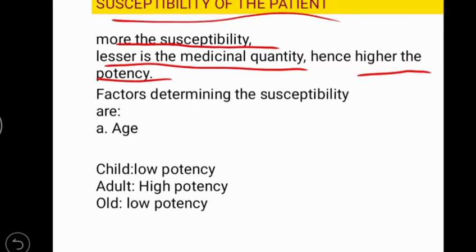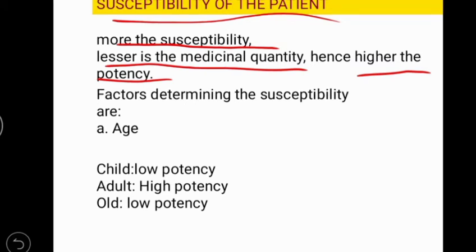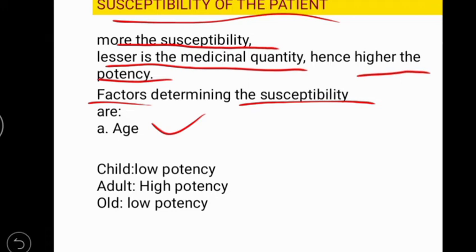If we go by the susceptibility of the person, we first discover whether the person is more susceptible, then we give higher potency. Less susceptibility, we give lower potency. So what are the factors that determine susceptibility? Age is another factor.